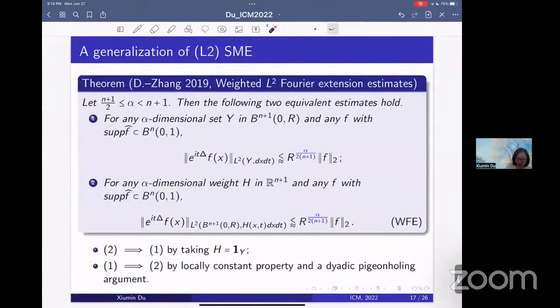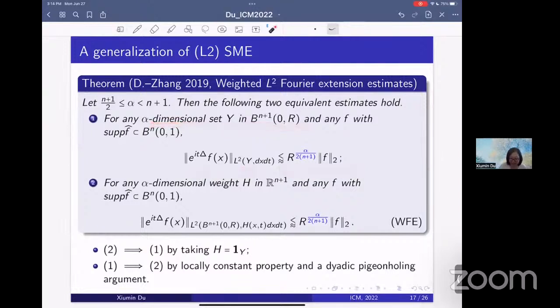And joint with Ruixiang Zhang, we proved this weighted Fourier extension estimates. Here, alpha is any fractal dimension between half of n plus 1 and n plus 1. And we have these two equivalent estimates for functions f with Fourier transform supported on the n-dimensional unit ball. Part 1 said that the L2 norm of the Schrödinger solution over any alpha-dimensional set Y in the n plus 1 dimensional ball of radius R is bounded above by R to the exponent alpha over 2 times n plus 1 times the FL2 norm.